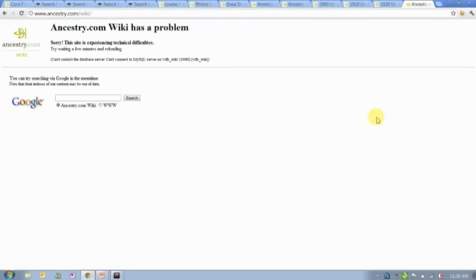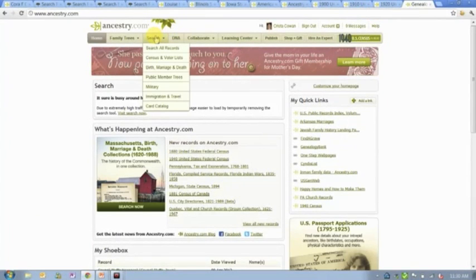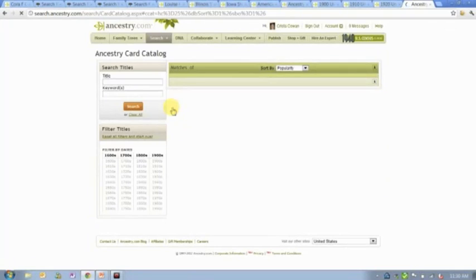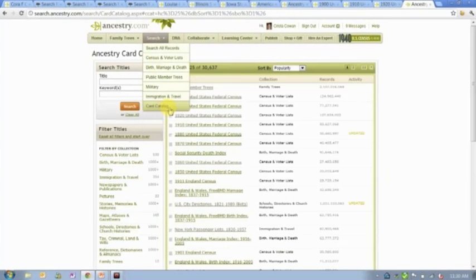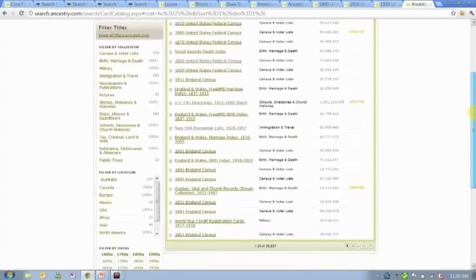Of course, those of you who know me know that the Ancestry Wiki is having some problems, apparently, but you also know that my favorite resource on Ancestry.com is the card catalog. The card catalog is found under the search button. It's the very bottom option there. And what this allows you to do is filter to see what information is on Ancestry.com.